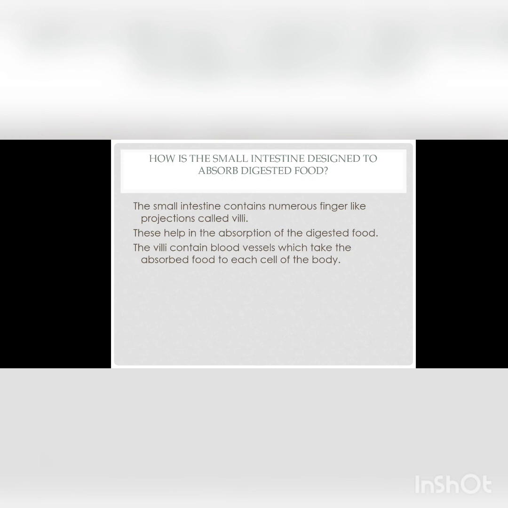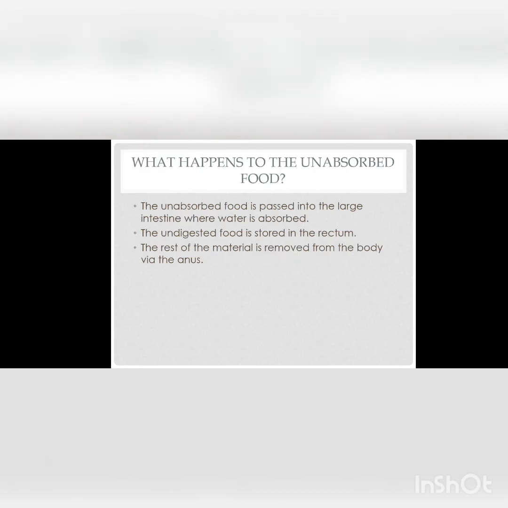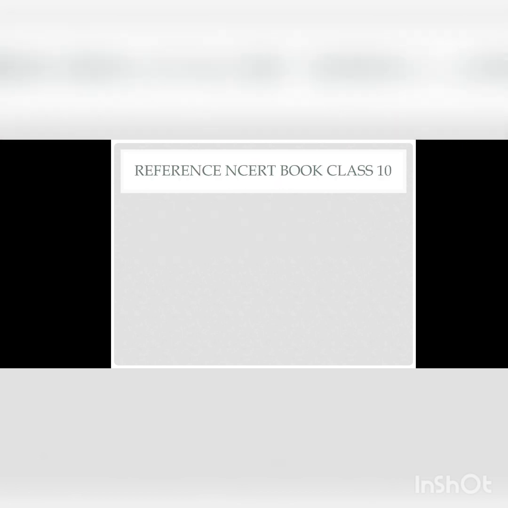The small intestine consists of a large number of villi. These help in the absorption of digested food. The villi consist of blood vessels which take the absorbed food to each cell of the body. The unabsorbed food is passed into the large intestine where the water is absorbed. The undigested food is stored in the rectum and is removed through the anus.